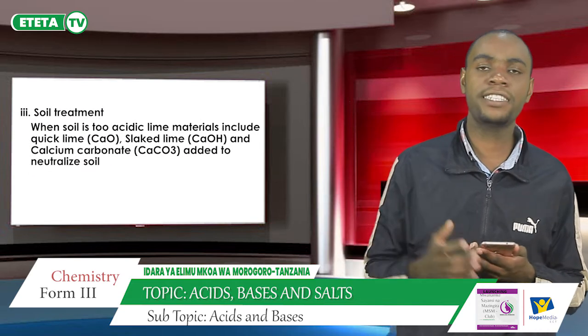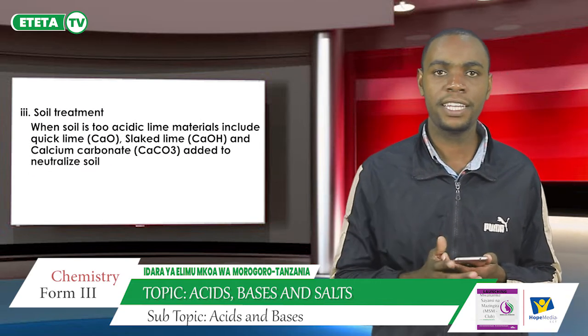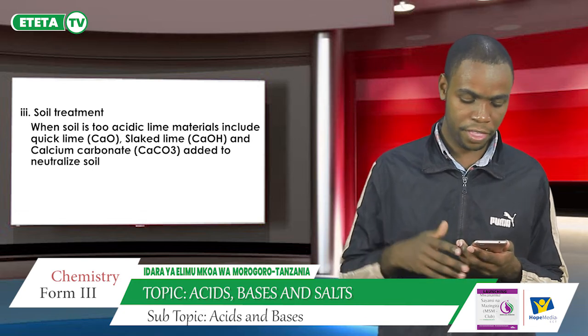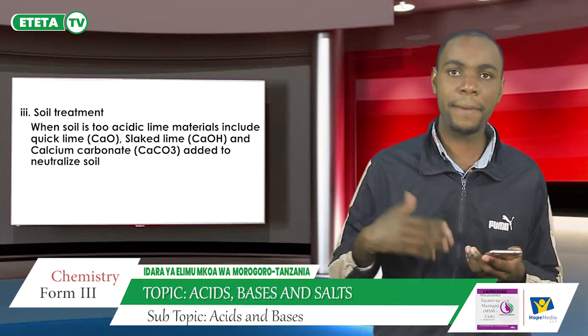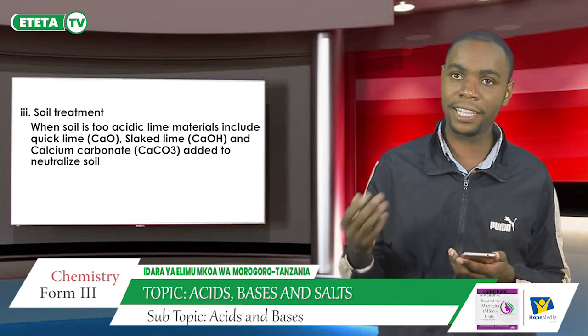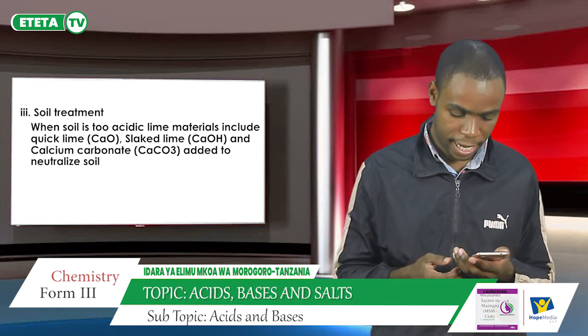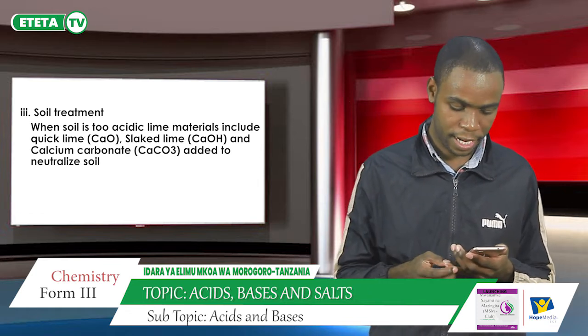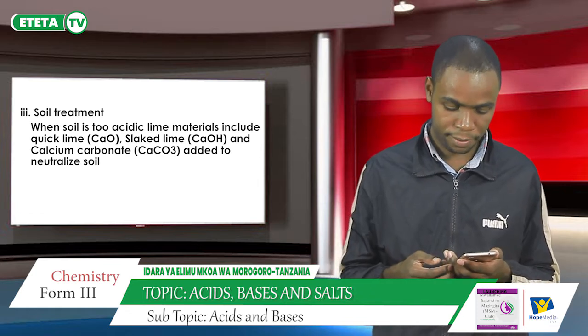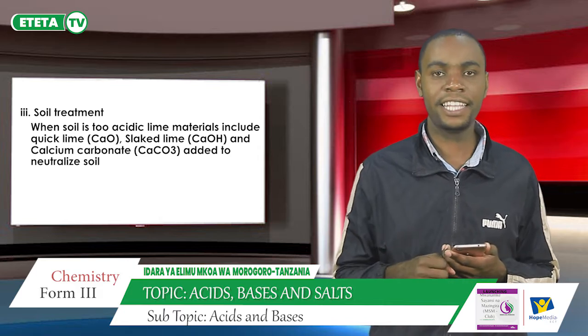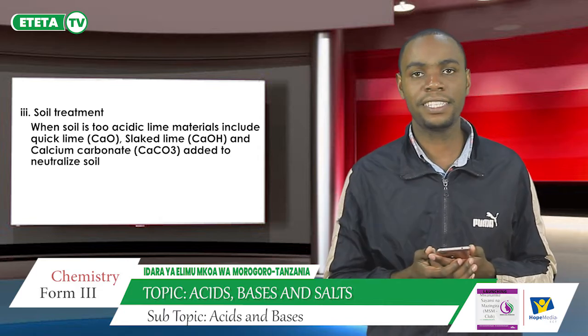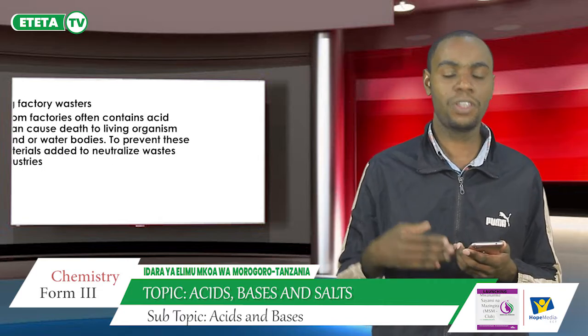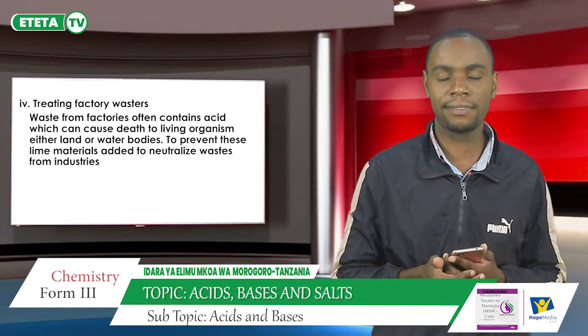Another is soil treatment. When the soil is too acidic, lime material can be used. The lime material includes calcium oxide, calcium hydroxide or calcium carbonate. When added, it neutralizes the acid present in the soil.